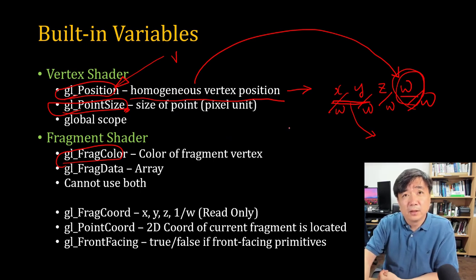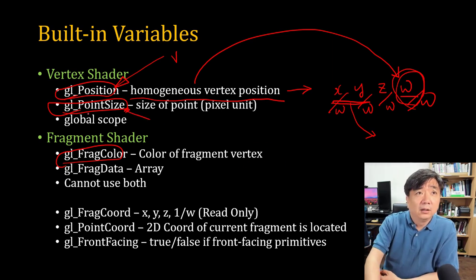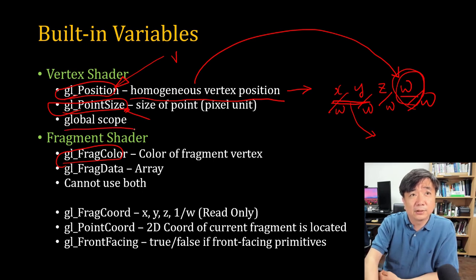It means that we can set the point size depending on some parameter. So we can give some kind of point size as an attribute. Then with that attribute, we can set the point size. Okay, gl_Position and gl_PointSize are global scope. So in case of a function, the function can access these variables.